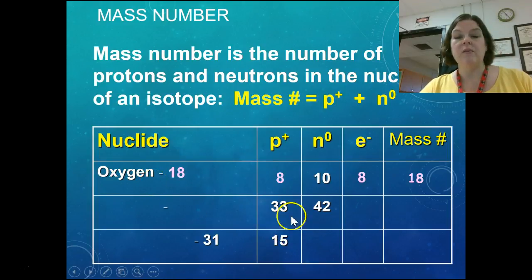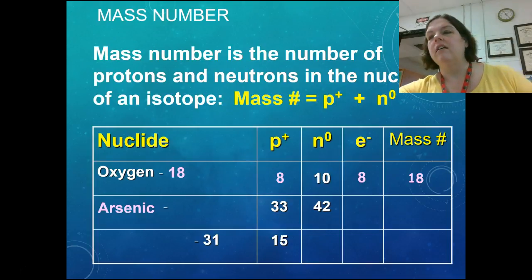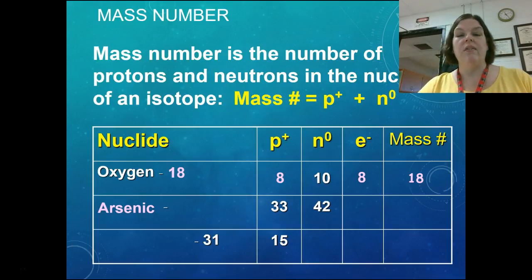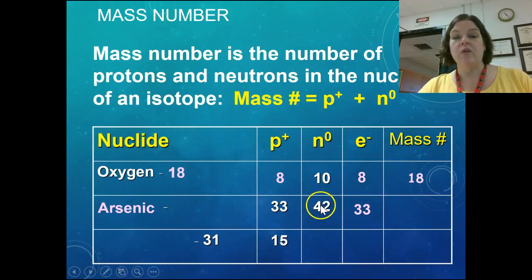So if we look at the rest of this, we see 33 is the number of protons. Well, protons equals the atomic number. So what's atomic number 33? Yeah, exactly. Okay, so that's arsenic. AS is arsenic. So we know that that's arsenic because it's got protons of 33. So how many electrons? It has 33. Mass number, what do we do? We add protons plus neutrons. So 33 plus 42, that gives us 75. So this nuclide or this atom is called arsenic 75.